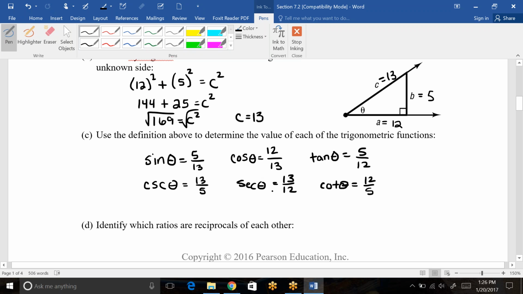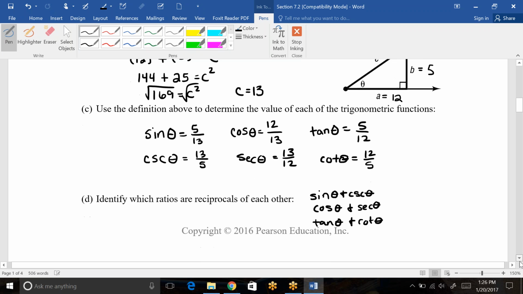Functions usually have an input and an output. When you're talking about a trig function, the input is the reference angle we're looking at, and the output is the ratio of the sides. So which ones of these ratios are reciprocals of each other? We've already seen that sine theta and cosecant theta are reciprocals. Cosine theta and secant theta are reciprocals, and tangent theta and cotangent theta are reciprocals of each other.